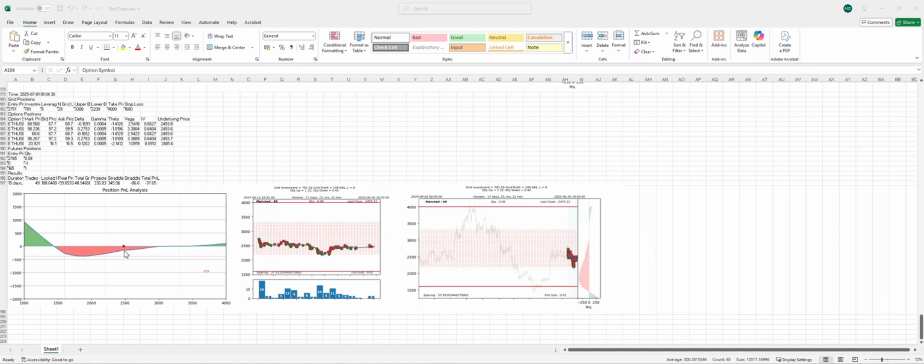Whereas if it moved down, I'm going to be in drawdown up to a maximum of $379. But this is only half the story. The other half of the story is this grid trade right here. This is the actual money maker. This is the engine of this strategy.